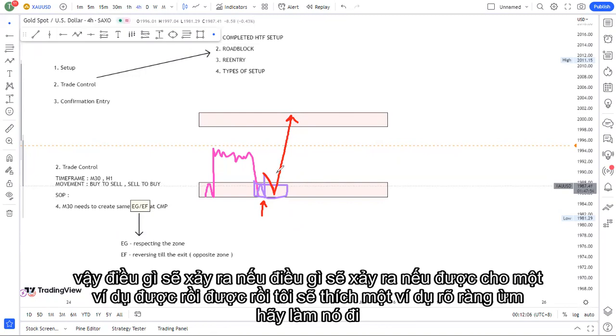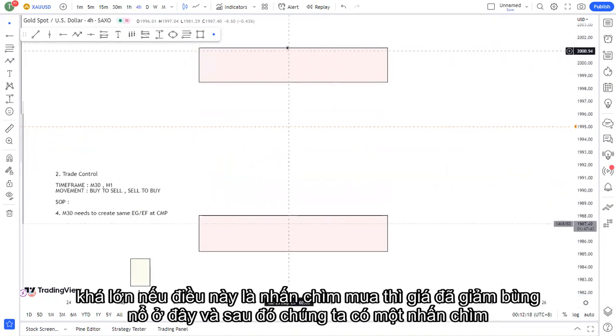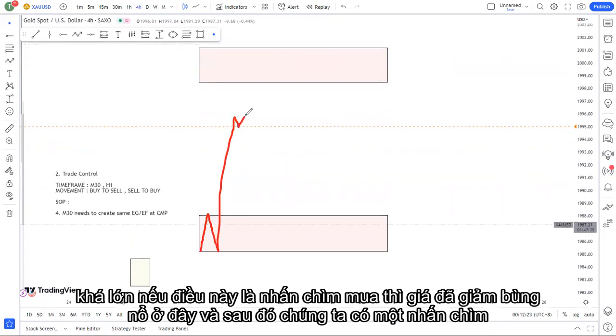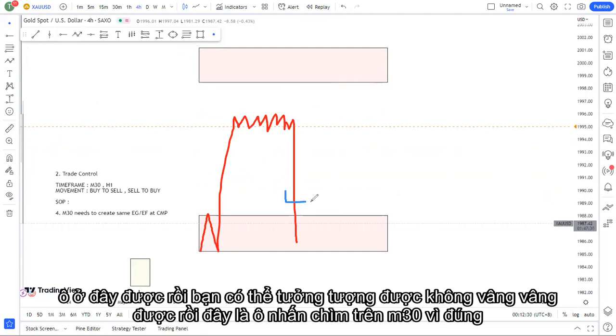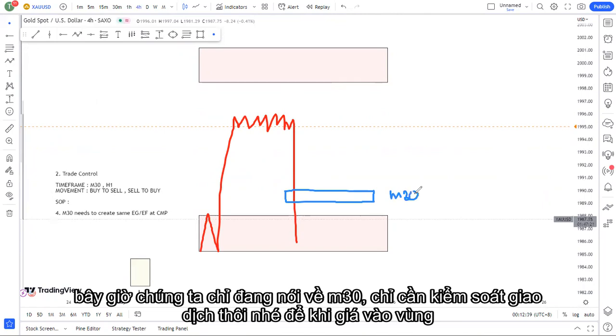So what if, for example, I'm going to draw a clear one. Let's make it quite big. So what if this is engulfing buy? The price went down, boom here, and then we have an engulfing sell here. Can you imagine it? Okay, this is an engulfing sell on M30, because right now we are just talking about M30.